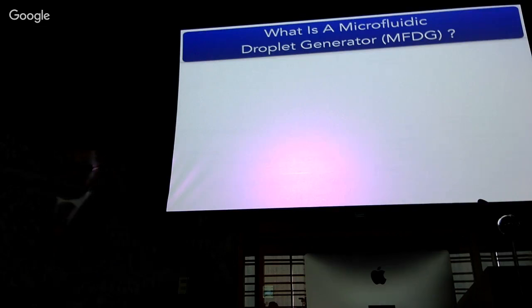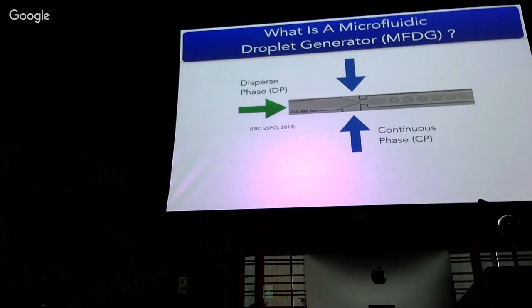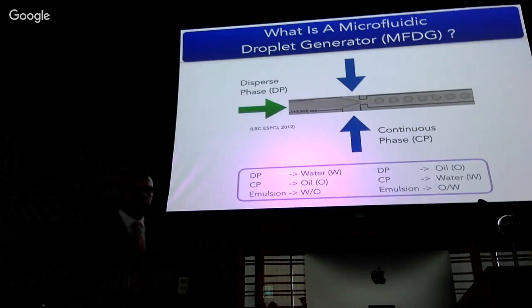So what is a microfluidic droplet generator? A microfluidic droplet generator is a system comprised of two or more channels, and they have a junction. In this junction, two fluid phases meet and interact. We have the dispersed phase, or the phase that will be cut into droplets. And then we also have a continuous phase, which will be surrounding these droplets. So you are generating an emulsion. If the dispersed phase is water and the continuous phase is oil, you have water-in-oil emulsions, and you get oil-in-water emulsions if you have the opposite.